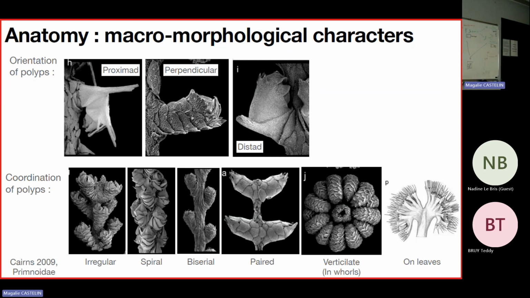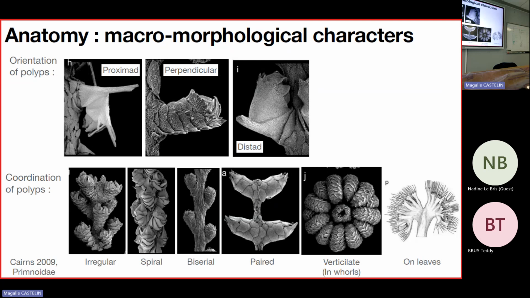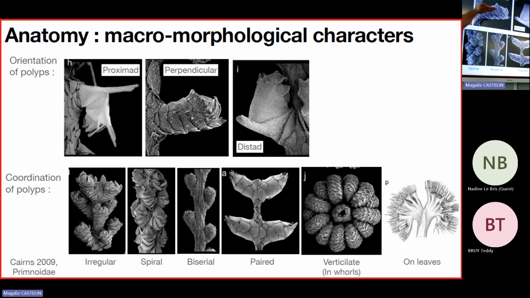Other characters that you can score, for example, if you have a good ROV shot, you can look at the orientation of polyps. So the polyp can be facing the ground, and it's called proximal because the proximal end of the colony, the one attached to the seafloor, is called the proximal side. And then the distal is looking at the distal part of the colony. The polyp is looking up, and then you can have perpendicular polyps. So this is actually quite easy to score, and you can do it with your naked eye, and it's quite informative for groups like the golden corals, the Parazoanthidae.